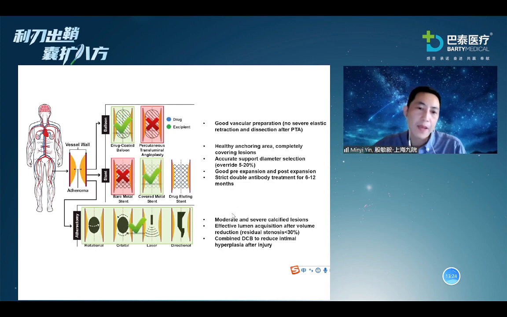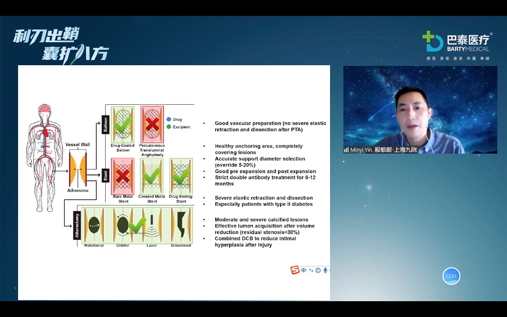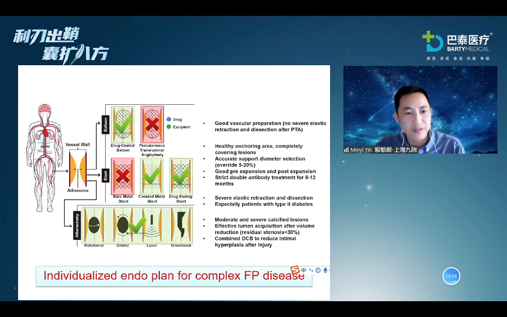And as for debulking, it's a very good device. Most of the debulking devices are now included in the reimbursement, and each debulking device has a learning curve, and we need to use it well. And also the residual stenosis should be less than 30%. We should use it in combination with the DCB to reduce intima hyperplasia. After using all of those strategies, if we need to use a stent, then DES is recommended for those with diabetes and kidney function issues. DES proved to be better in clinical results.